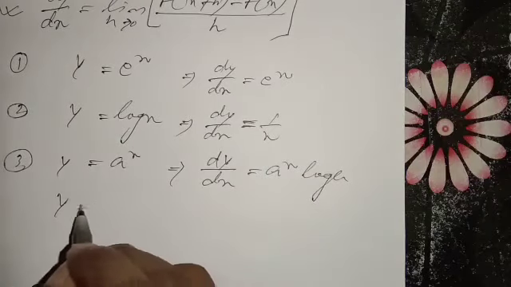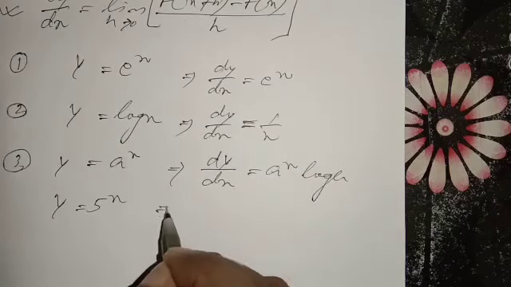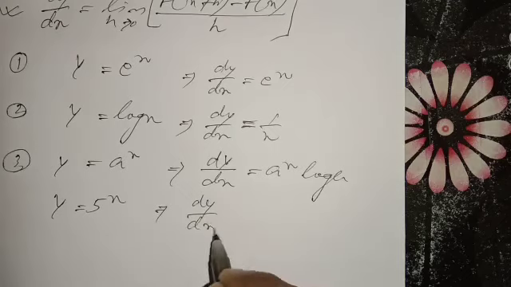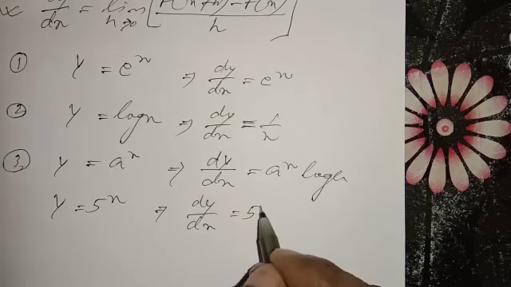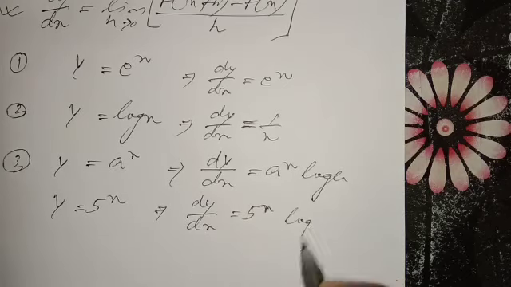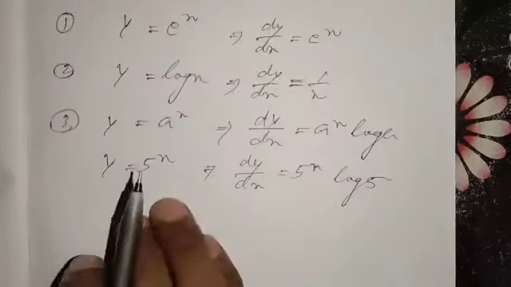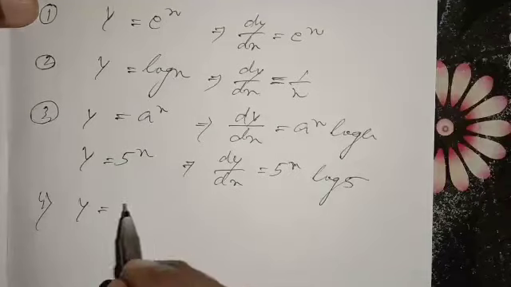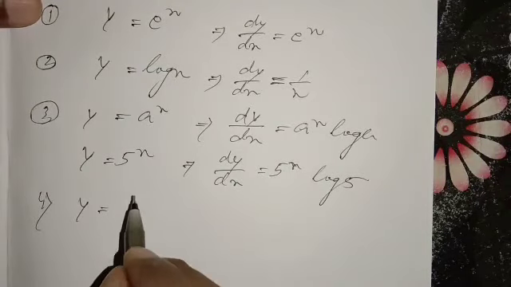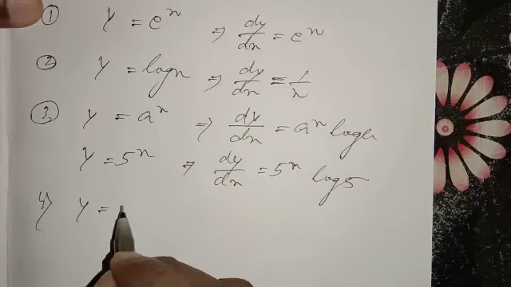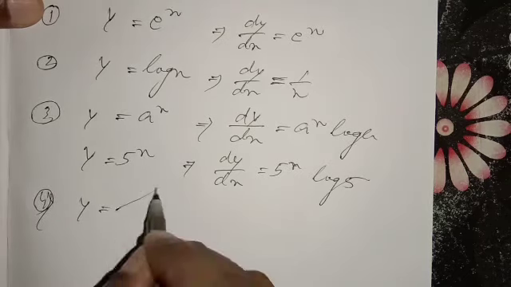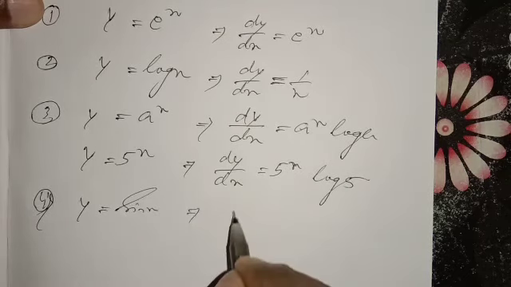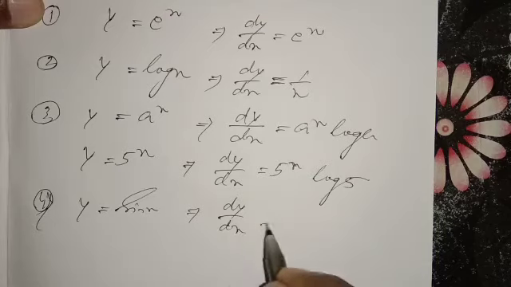Suppose y is equal to 5 to the power x. The derivative of 5 to the power x will be how much? 5 to the power x into log 5. Number 4, trigonometric function: if y is equal to sin x, the derivative of sin x is cos x.